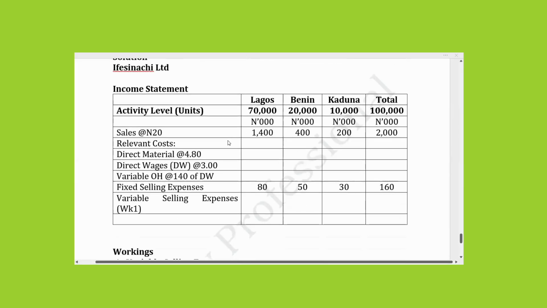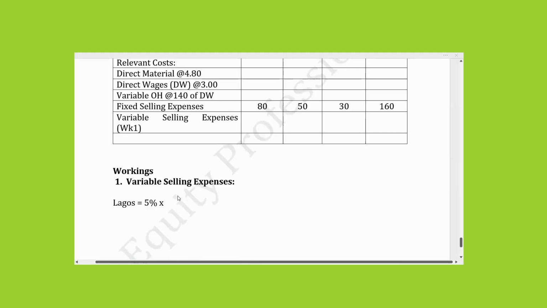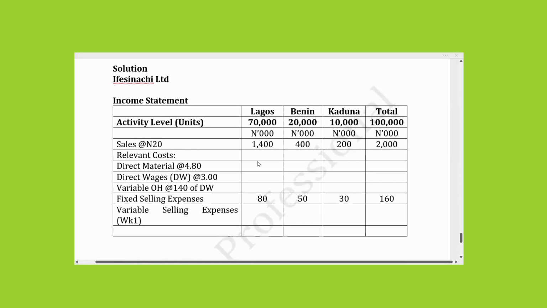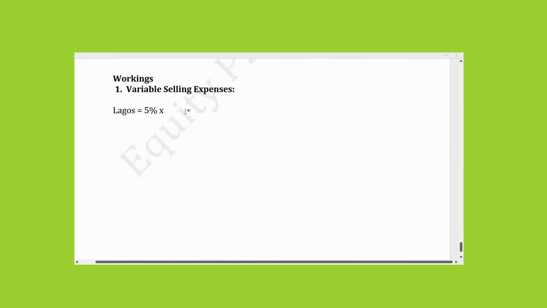So the sales value, we are told that variable selling expenses is 5% on sales value. Sales value for Lagos is 1,400. Therefore, 5% of 1,400 is what? 70.